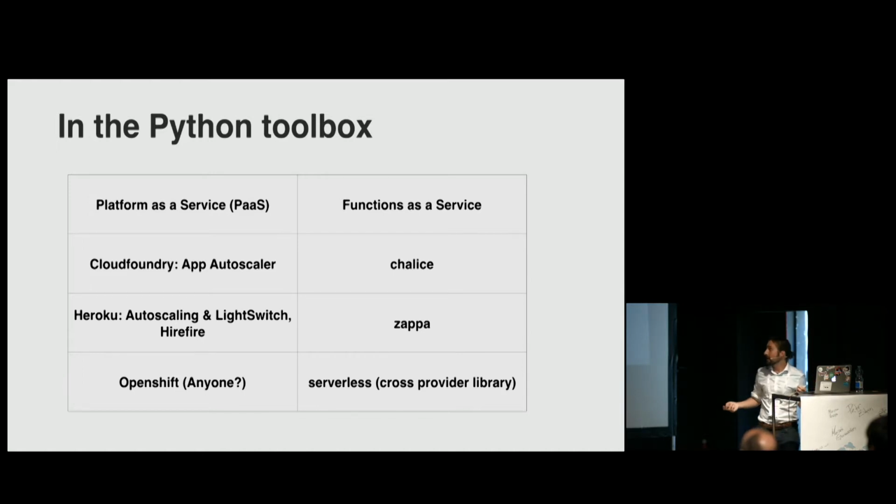And I don't know about OpenShift, but there's a gentleman, or at least a few gentlemen, behind the OpenShift stand, and I'd love to hear if there is something like this, because it feels like it'd be a really useful thing to have. Now, in functions as a service, the blessed tool by Amazon is Chalice.